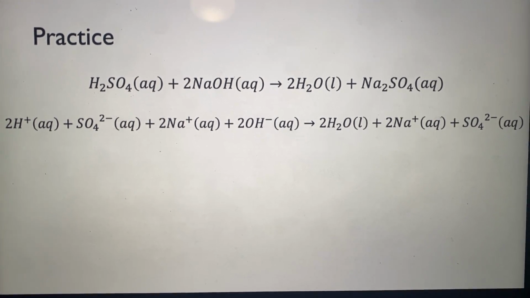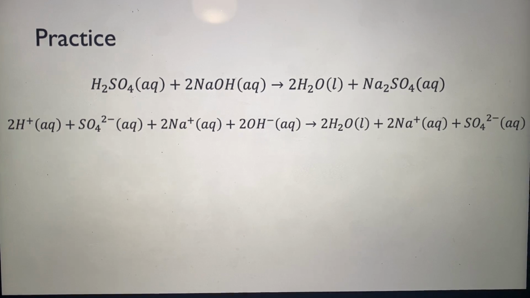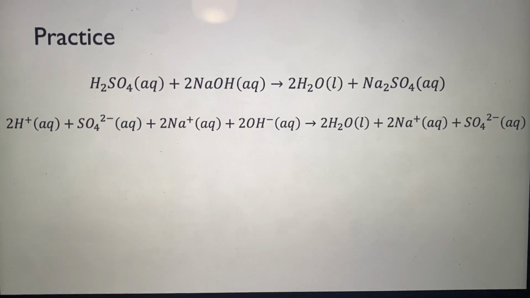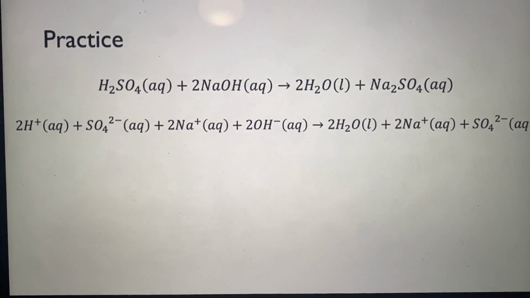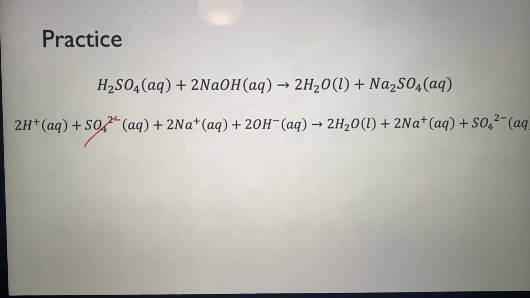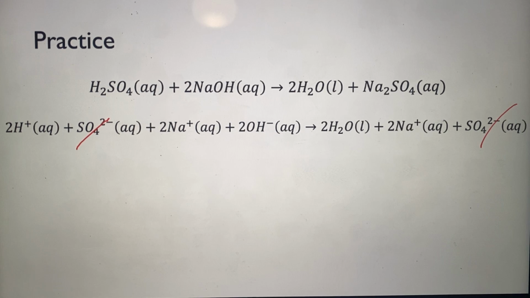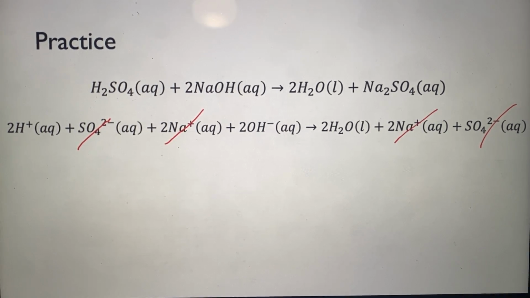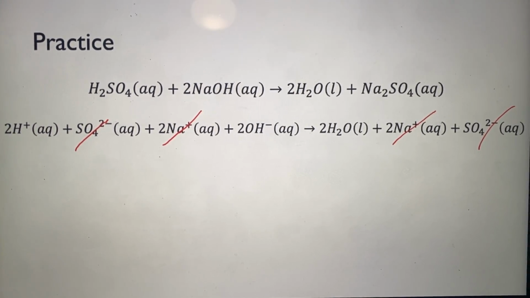Now we can take out our spectator ions. So our spectator ions are going to be the same on the products and the reactants. So we can see that this SO4 2- is right here, and it's also the sulfate right here. So we can just cross it out. And then same with the sodium. We have 2 of them right here, and we have 2 of them right here. And now we only have 1 hydrogen, 1 hydroxide, and 1 H2O.